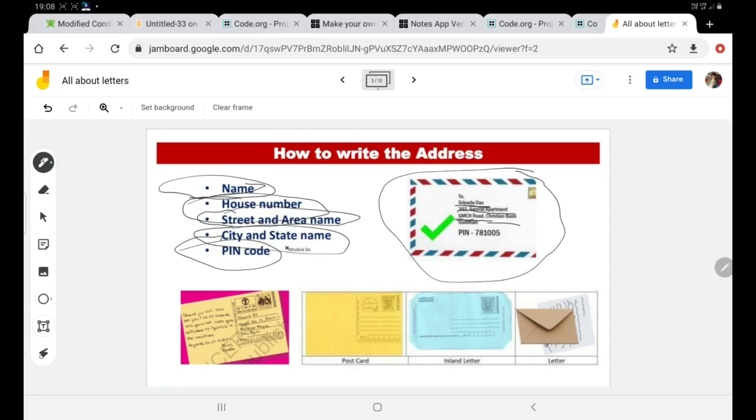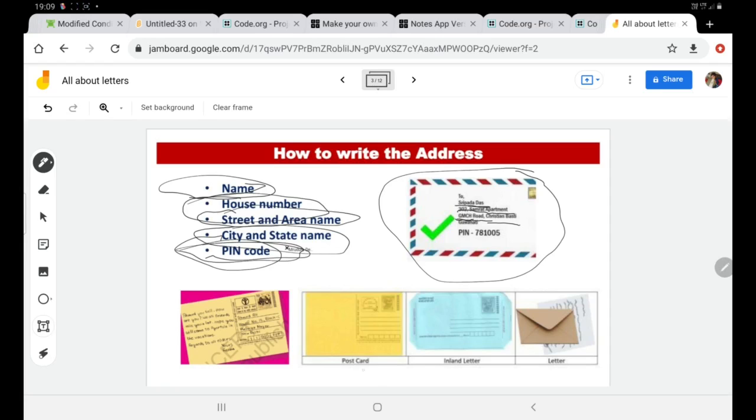So this is the very importance of pin code. Why do we need pin code? We need pin code to get the letter to the right place. Every state has a pin code, so then it will not go anywhere else. It will go to the right address. That's why you need to write the right pin code, and it's very important.